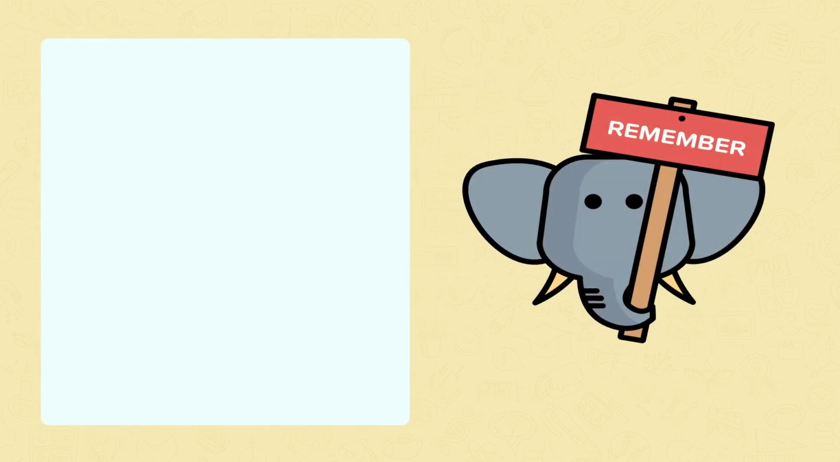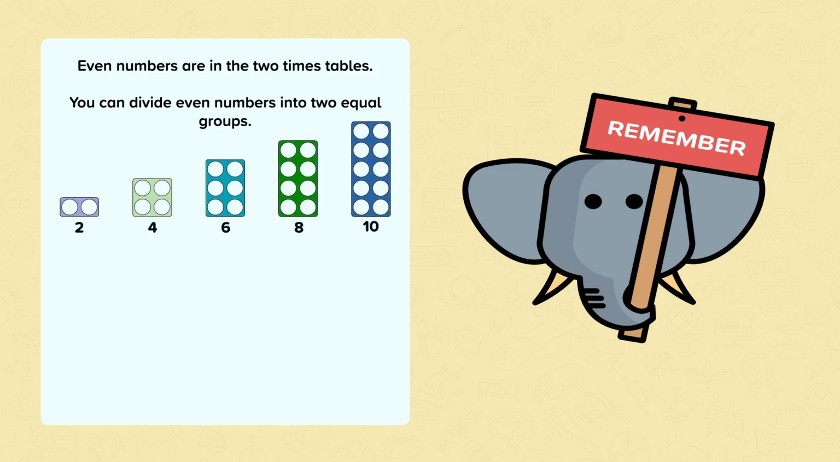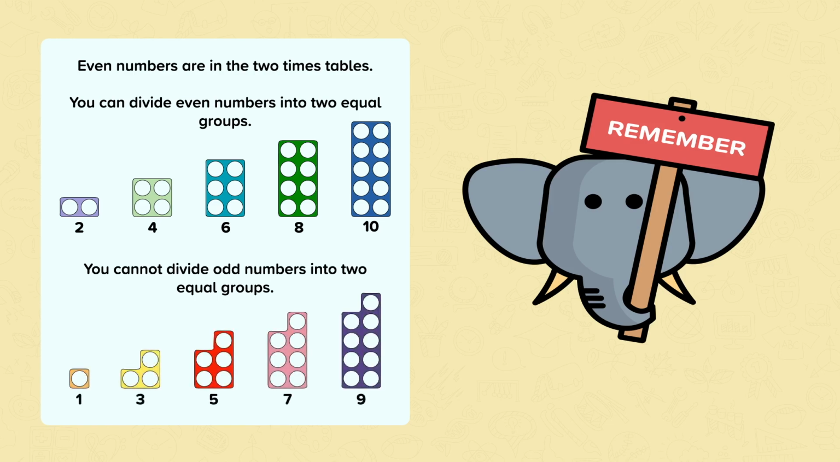Remember, even numbers are in the 2 times tables. You can divide even numbers into 2 equal groups. Here are our even numbers. You cannot divide odd numbers into 2 equal groups. Here are some odd numbers.